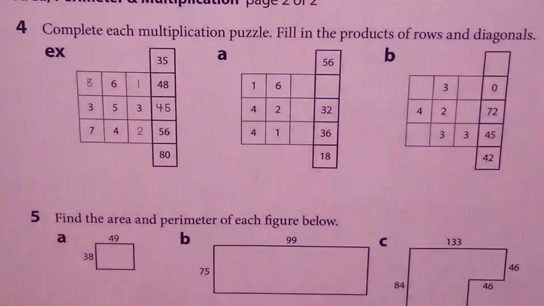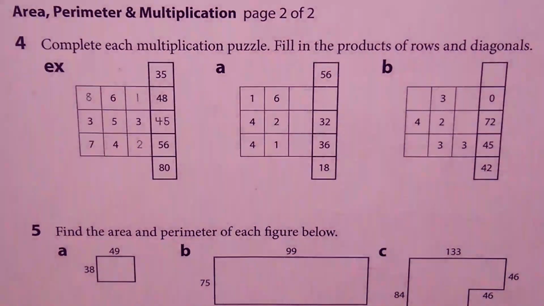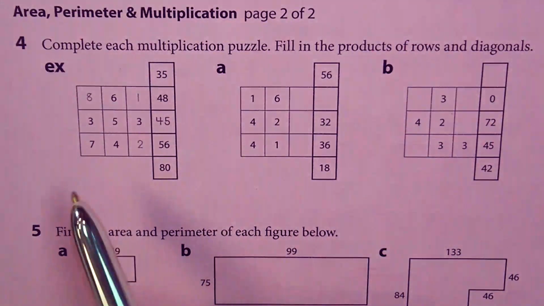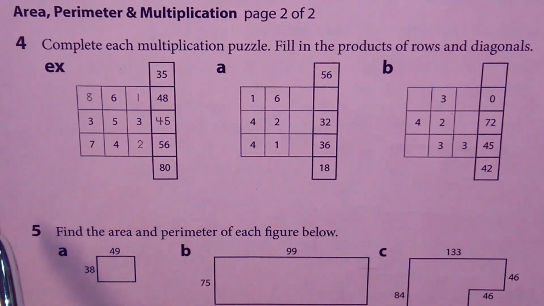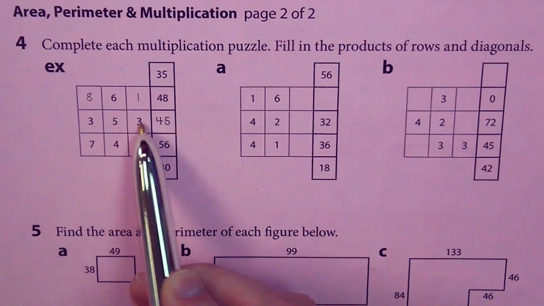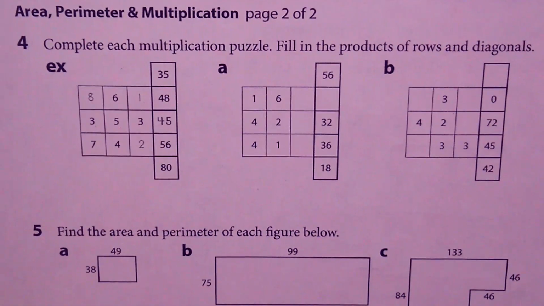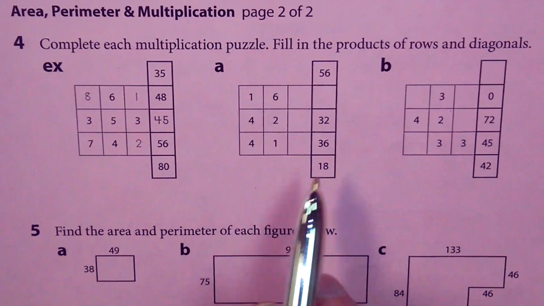I want to give you an opportunity to show what you know. Complete each multiplication puzzle. Fill in the products of rows and diagonals. They did one for you, so I guess, what would that be? 6 times 8 is 48, times 1 is 48. 3 times 5 is 15, 15 times 3 is 45. Oh, it just kind of looks like we're multiplying across, doesn't it? Okay, we can do that.